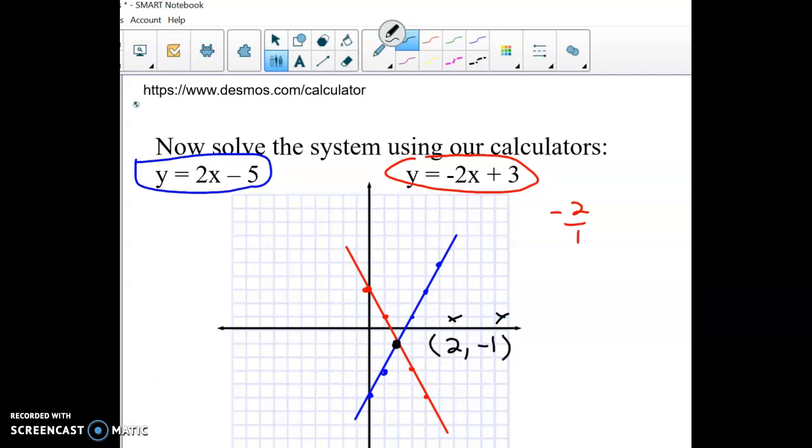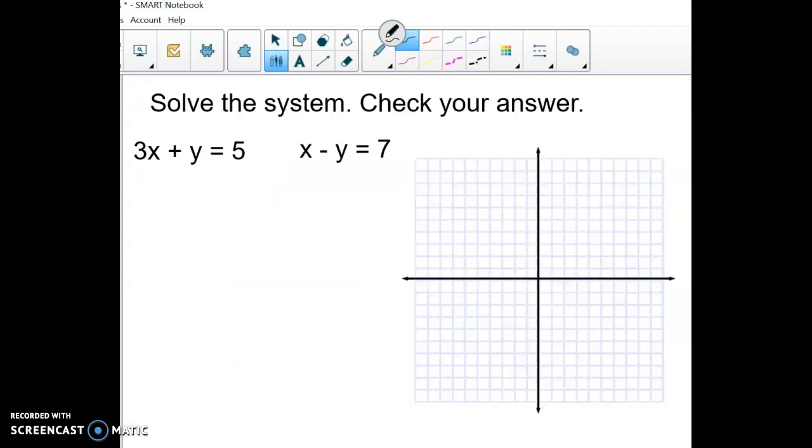I'm going to give you one more that's slightly more challenging here. So yeah, try to graph these and then solve the system. Pause the video.